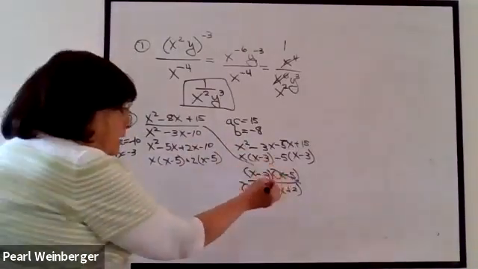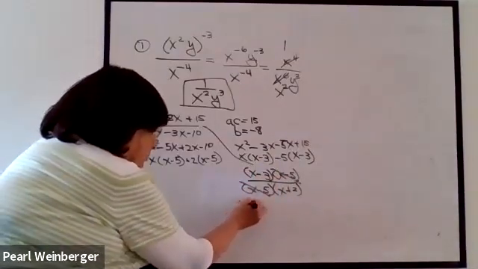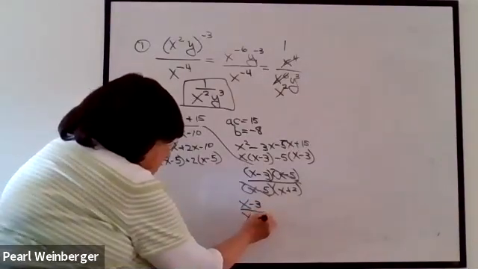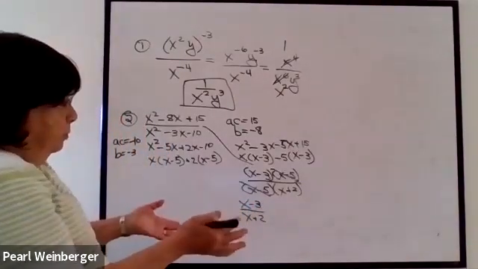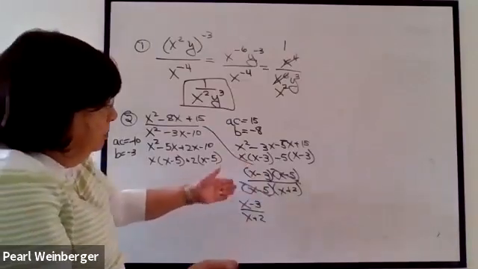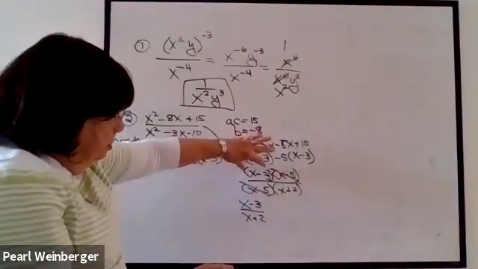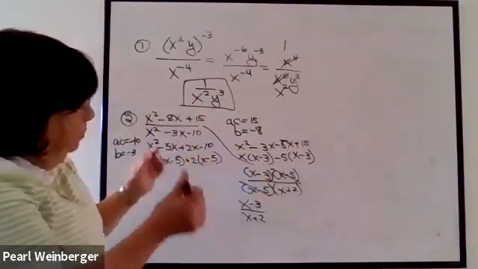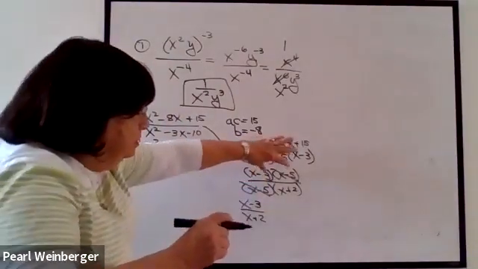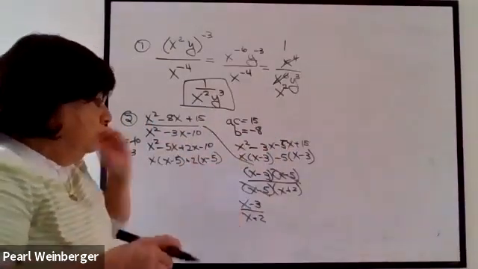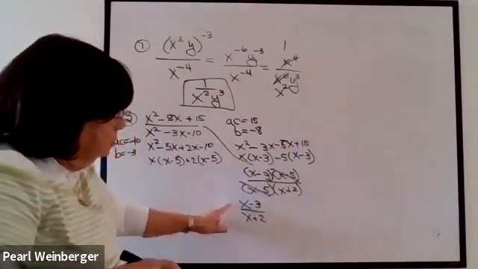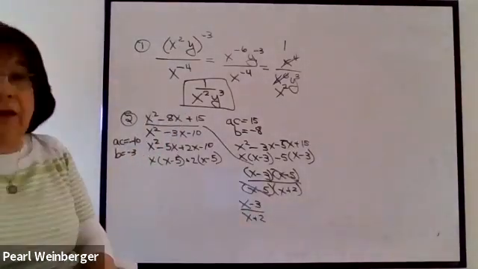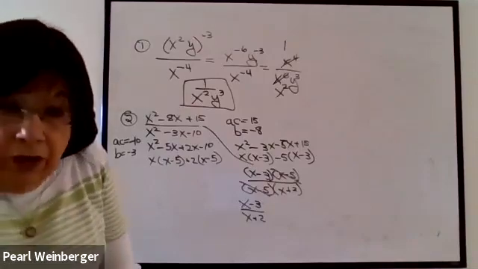So your final answer comes out to be x minus 3 in the numerator over x plus 2 in the denominator. Now notice I didn't bother putting in the parentheses because they're only single polynomials. There is only one binomial on the top and one binomial on the bottom. We only use those parentheses to separate the two binomials. So you can either put it with the parentheses or not, but this is the way the answer is going to be given. Is there any question about that?